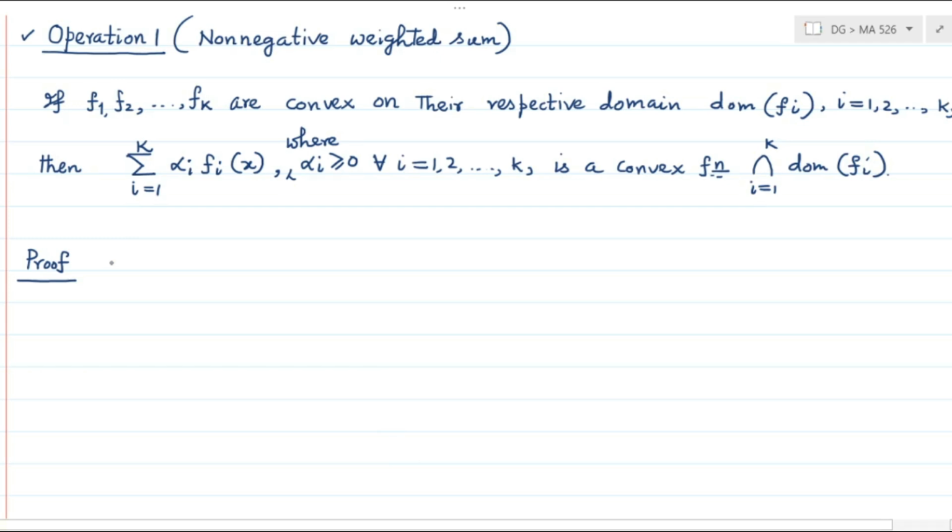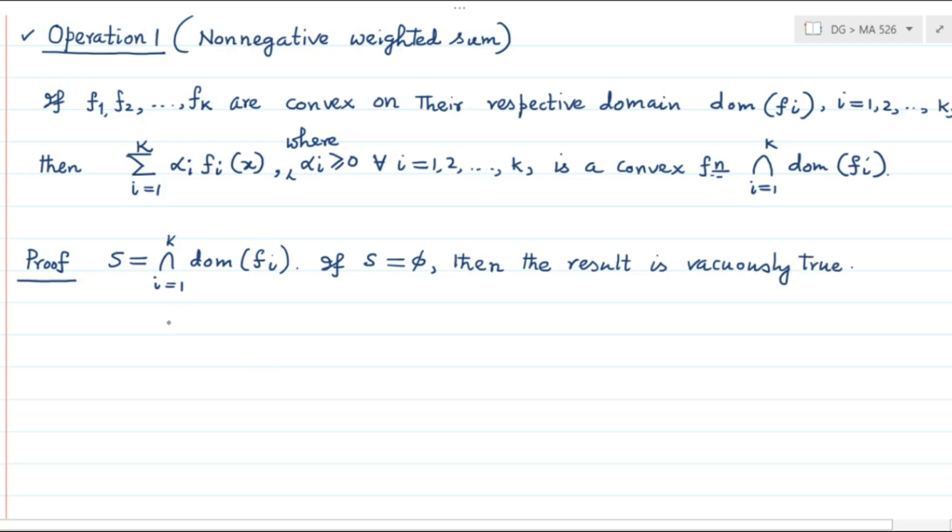Slowly the course progresses. Anyway, for the proof here, let me take a notation for the intersection. For the set in which we need to prove convexity, let's suppose it is the set S. Now, if S is empty, then obviously the result is vacuously true; there is no point in checking convexity. If S is non-empty, then consider a pair of points x1 and x2 belonging to S, and a lambda between 0 and 1, and then you prove the inequality for the definition of convexity.